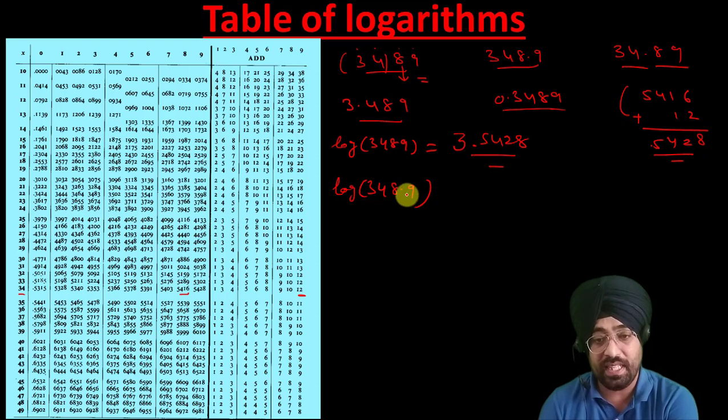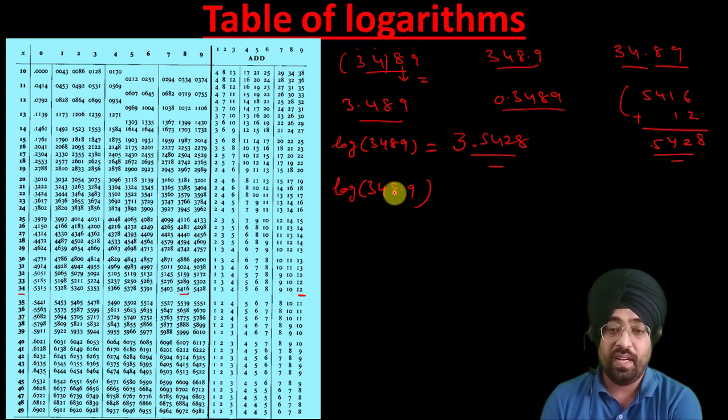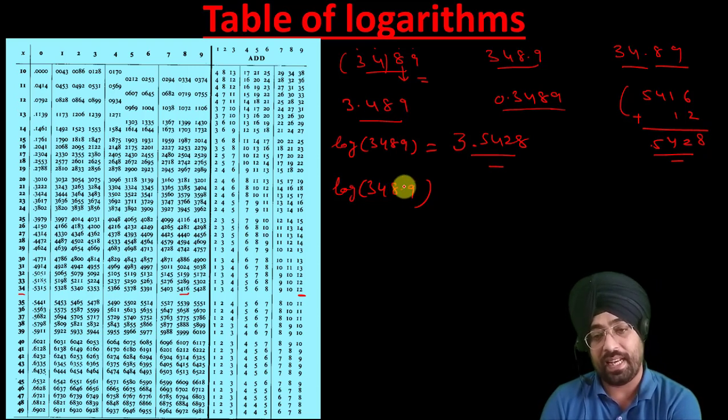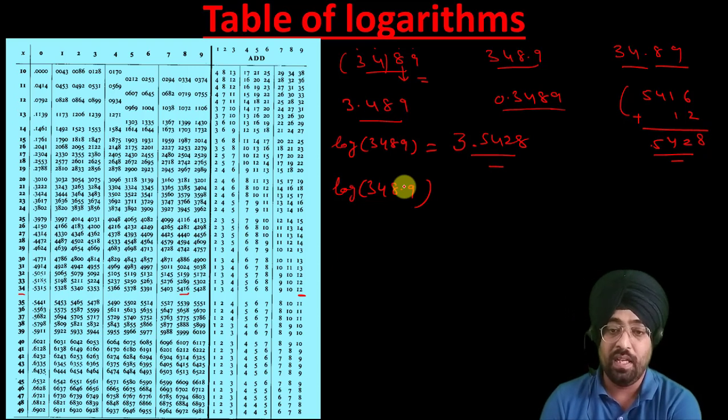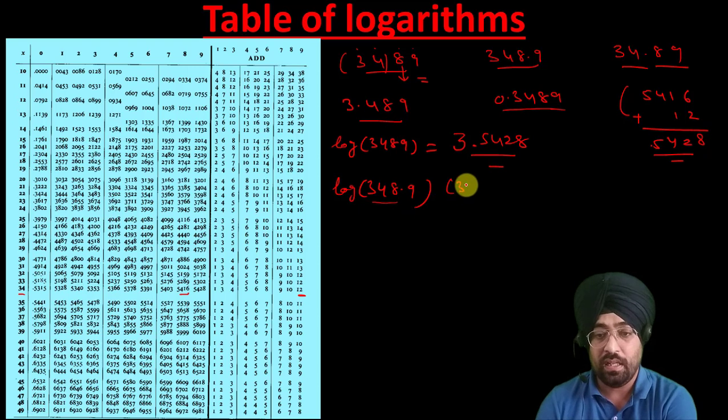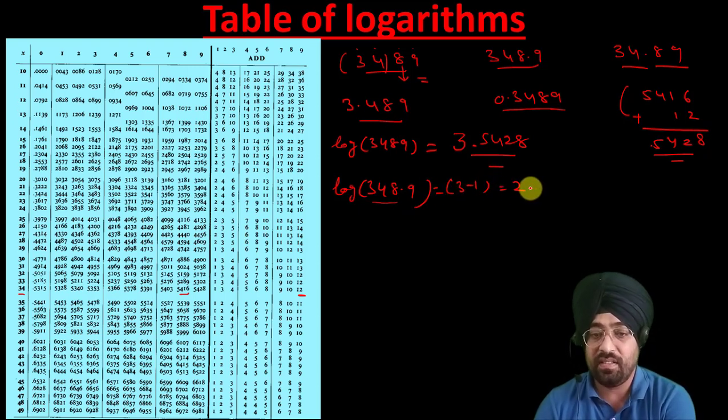Now log 348.9. Now if the digits are the same, then its mantissa will not change, only the characteristic will change. To find the characteristic, we have to see only those digits before the decimal. Now before the decimal it is 348. So how many digits are there? 3, and it is greater than 1. So its characteristic will be 3 minus 1 is equal to 2, and mantissa will remain the same.